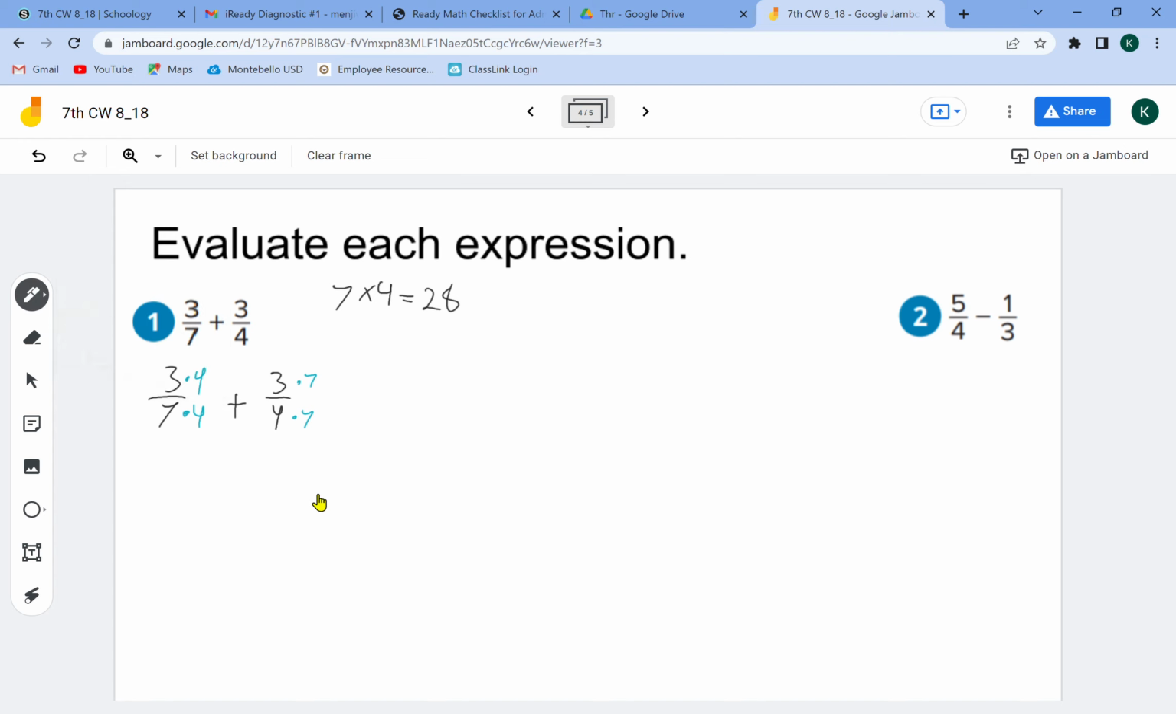Once I do that, I get 3 times 4, which is 12, over 28, plus 3 times 7, which is 21, over 28. Now the fractions communicate with each other because they have the same common denominator. So you just add 12 plus 21.